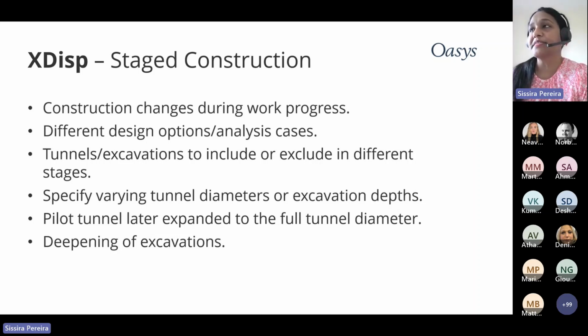Also, when you specify varying tunnel diameters, just as we saw in the GIF, or excavation depths, for example, when you excavate only part of the excavation, the utility might be safe, or when you go deeper and deeper, the existing excavation utility may fail in any of the acceptance criteria. So pilot tunnel later expanded to the full tunnel diameter, and deepening of excavation. So these are the cases when XDisp staged construction models can be done.